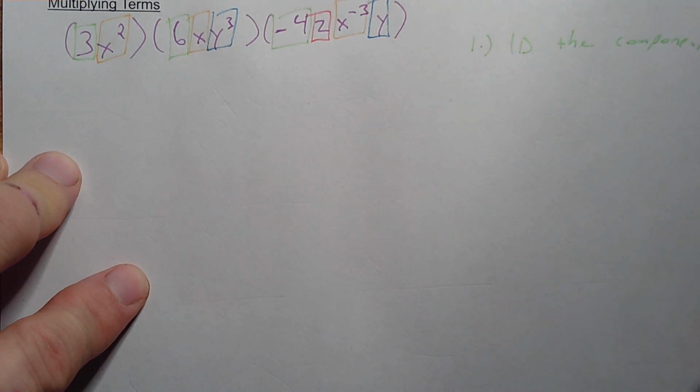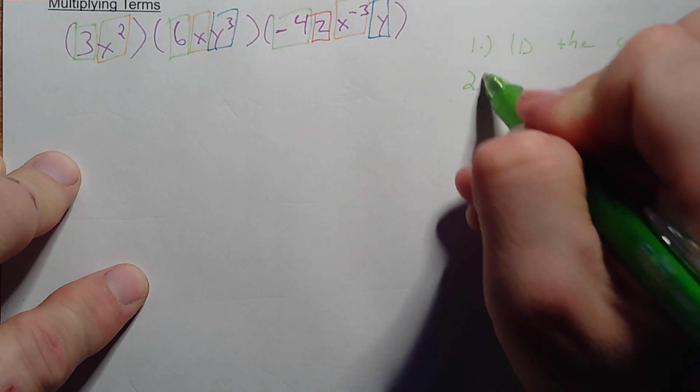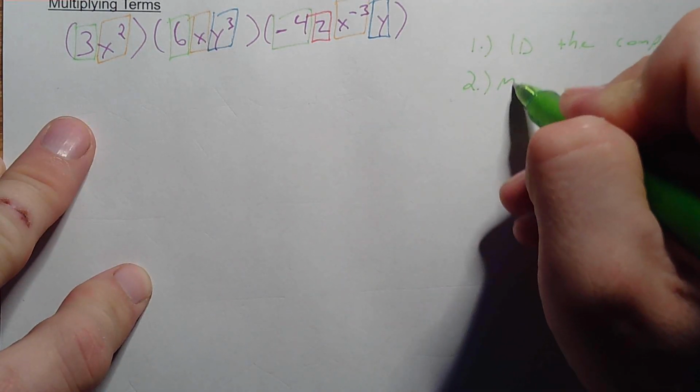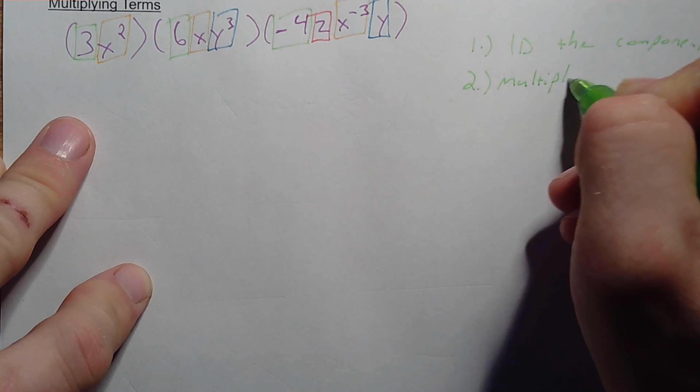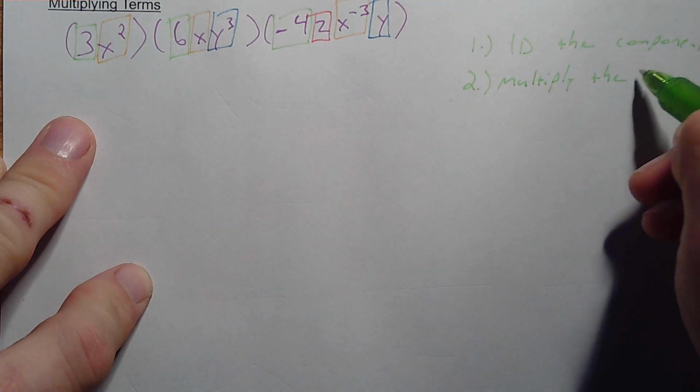Step two is we're going to multiply the coefficients.